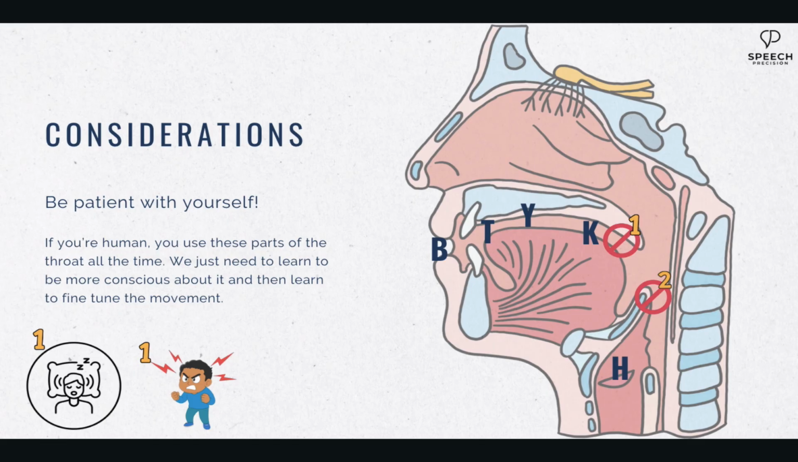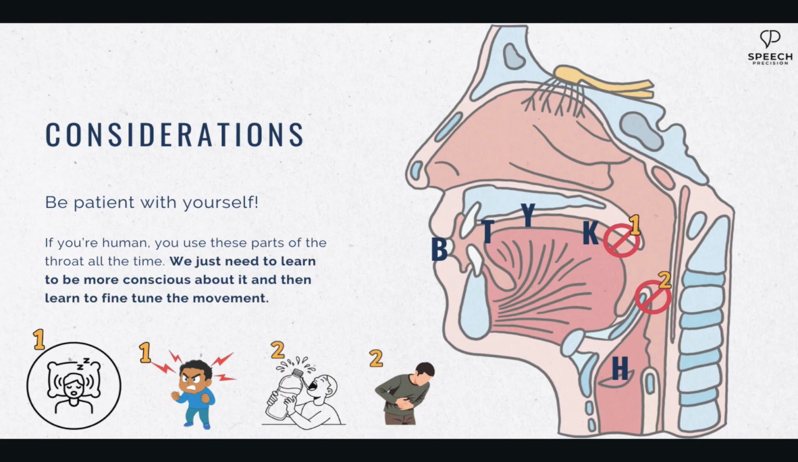For the middle part of the throat, if it's a really hot day and you're really thirsty and you chug your water, set down the water and you go, that's you using the middle of your throat. And in fact, it's actually a pretty good ha sound. Or if someone punches you in the gut and you go, oh, that's also using the middle of the throat. Something close to a ayn sound, but not quite. So as humans, we're constantly making these sounds using different parts of our body, but we might not be aware of what we're doing. So we just need to learn to be more conscious about it and then fine-tune that movement.